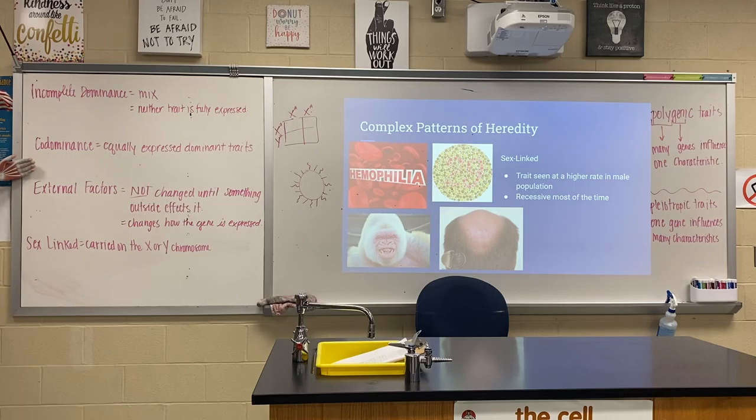There's a couple examples that I just wanted to briefly touch on today. The first one is hemophilia. The activity you guys do tomorrow, you get to learn a little bit more about hemophilia, but it's basically a clotting disease where your blood doesn't clot. So for somebody with hemophilia who doesn't take their medicine regularly, a paper cut could be deadly. A bruise could be deadly because the blood doesn't clot. It just runs and runs and runs.